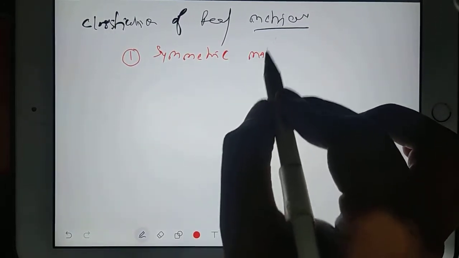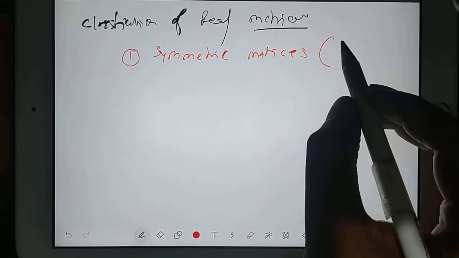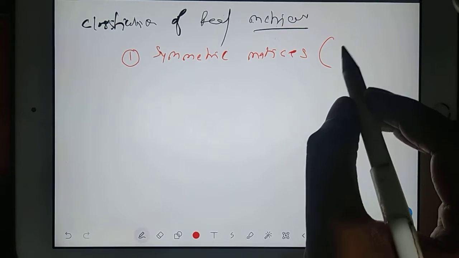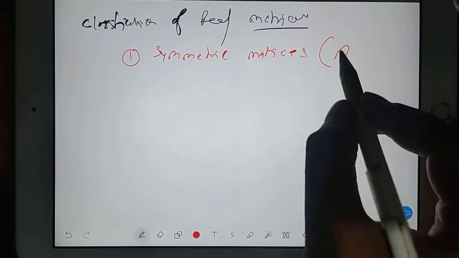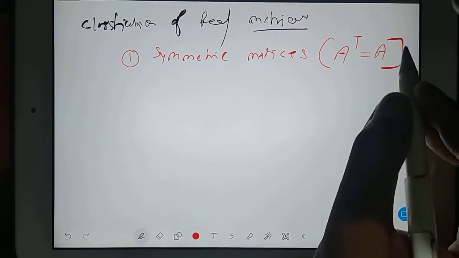Symmetric matrices. What is the meaning of symmetric matrices? What kind of matrices are symmetric? When you find the transpose of the matrix, you get the same answer. You can go for any example.